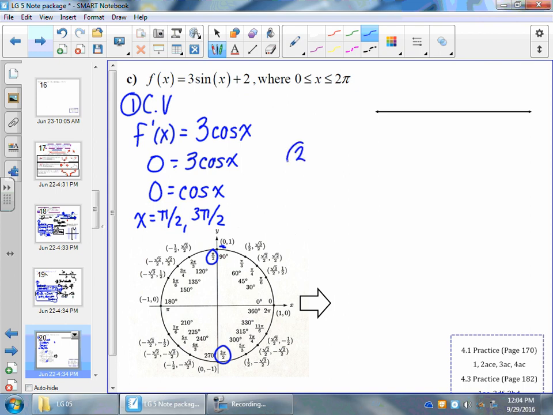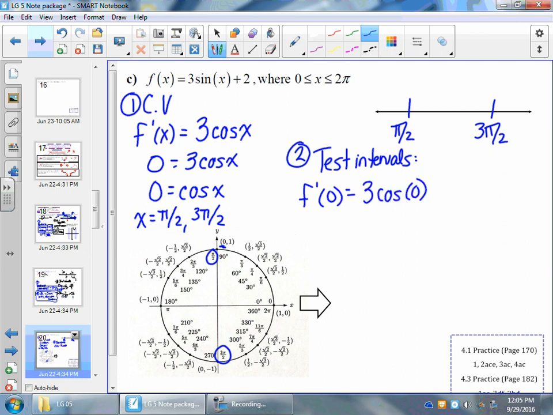So step number 2, remember we plotted that on the number line. So I've got pi over 2, and we've got 3 pi over 2. And again, I want to use our test intervals. Okay, so I take my first derivative, and let's plug in a number that's less than pi over 2. How about 0? So 3 cos of 0, well, cos of 0, remember, is 1. So that's going to give us 3, which is positive, which tells us our slope is going up.